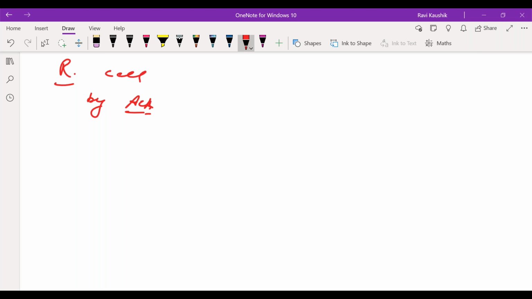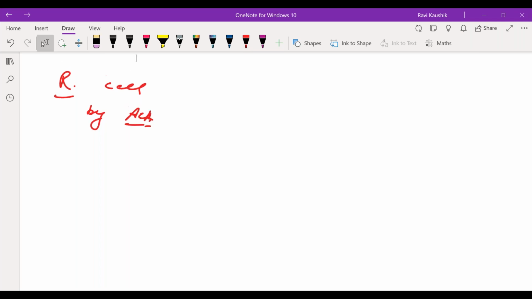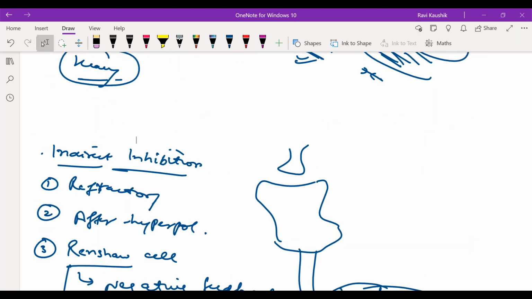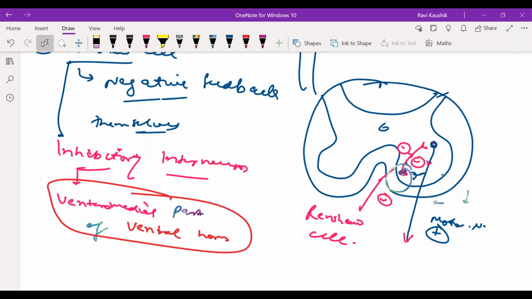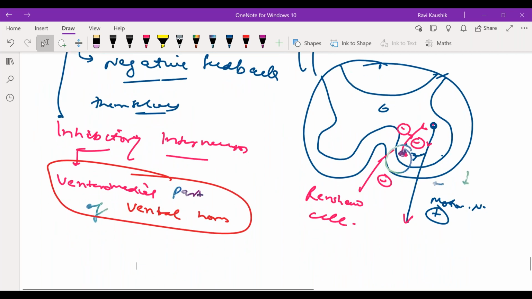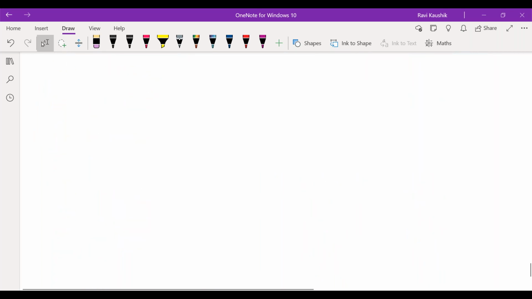Fine. So we talked about the direct inhibition, right? We were talking about postsynaptic inhibition. Still here, this is nothing but postsynaptic inhibition only, right? So it can be direct or indirect inhibition. In direct inhibition, the inhibition was happening directly on the postsynaptic membrane. In indirect inhibition of the postsynaptic membrane, there was either the refractoriness, or the after hyperpolarization, or via Renshaw cell, so that ultimately the postsynaptic membrane is getting hyperpolarized, or you can say inhibited.